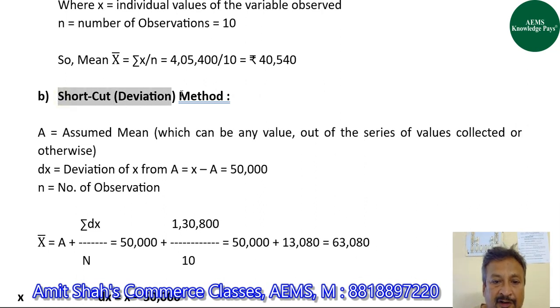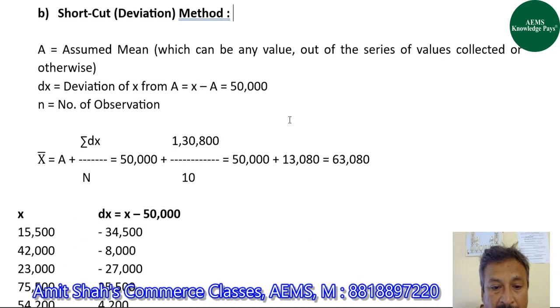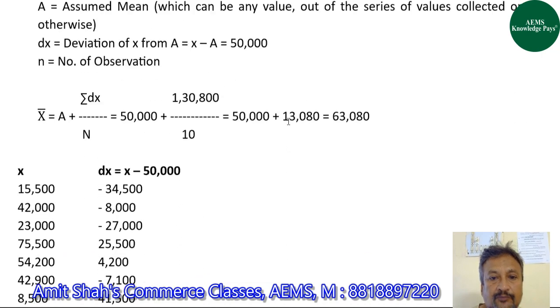So have you all understood what the shortcut method or deviation method was? I'm asking all. Yes, sir. Yes, sir.